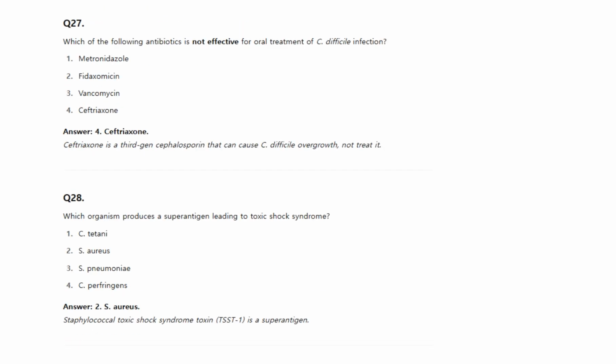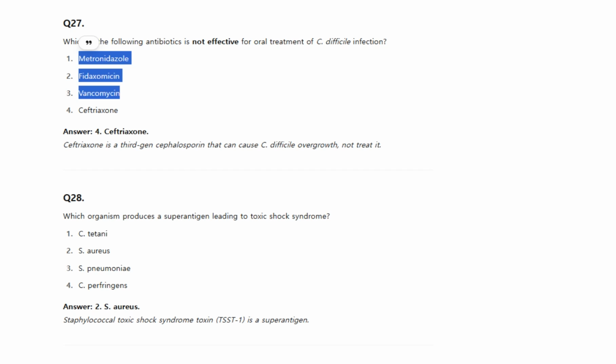Q27. Which of the following antibiotics is not effective for oral treatment of C. difficile infection? 1. Metronidazole. 2. Fidaxomicin. 3. Vancomycin. 4. Ceftriaxone. Answer 4. Ceftriaxone. Ceftriaxone is a third-generation cephalosporin that can cause C. difficile overgrowth, not treat it.